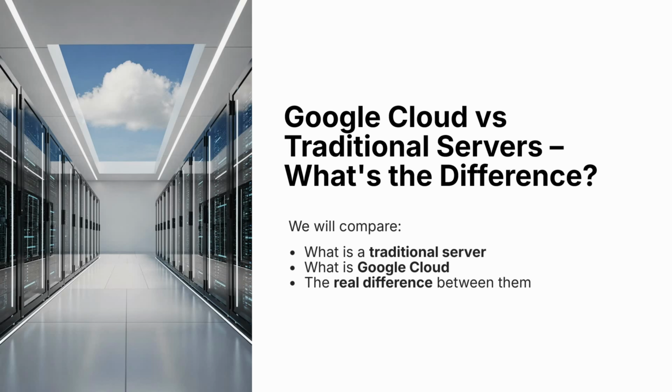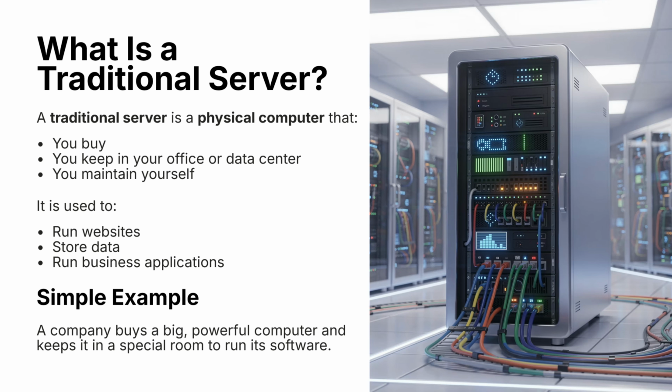In this video I will explain the difference between Google Cloud and traditional servers. First we will see what is a traditional server. A traditional server is a physical computer that you buy, you keep in your office or data center, you maintain yourself. It is used to run websites, store data, and run business applications. For example, a company buys a big powerful computer and keeps it in a special room to run its software.